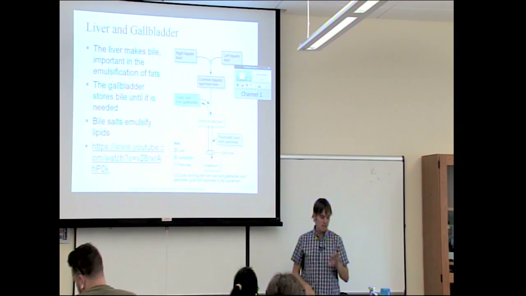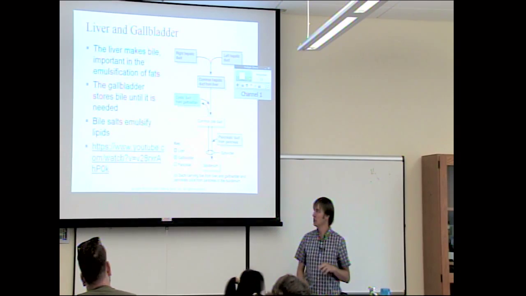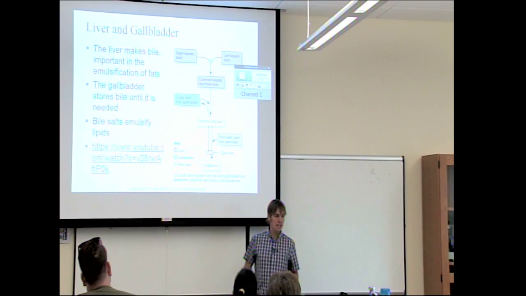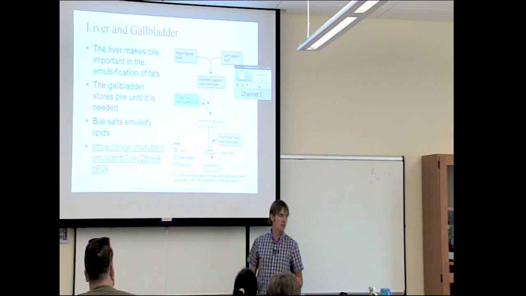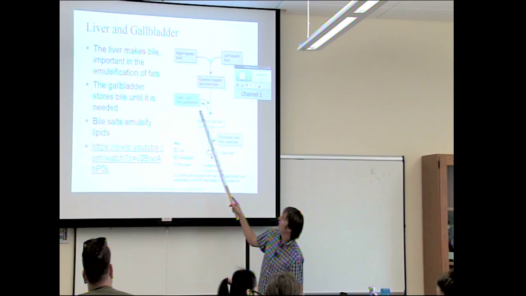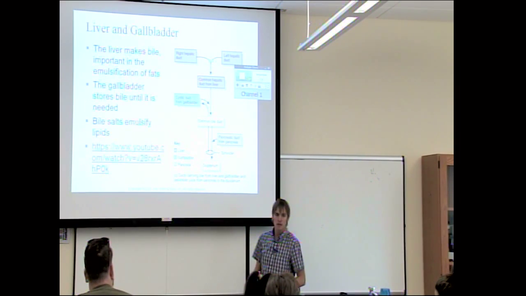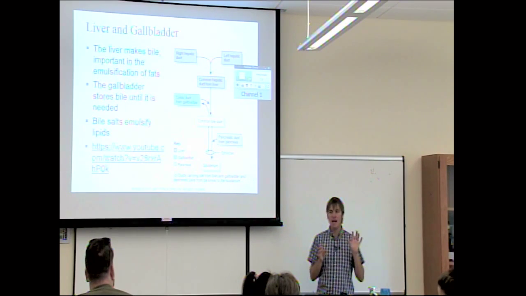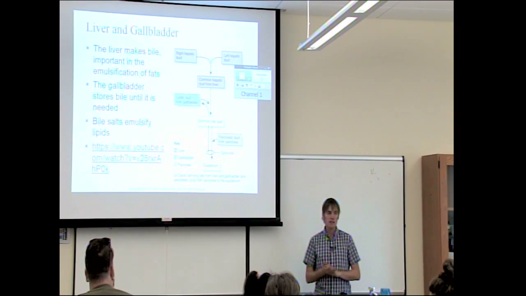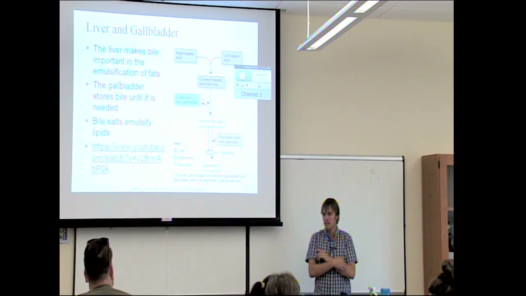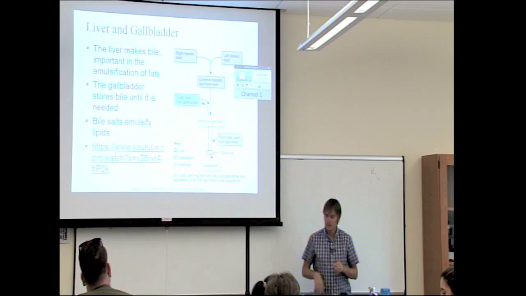All right, so next up is our liver and gallbladder. So one of the things the liver does is make bile, which is a fat emulsifier. And we're going to watch a little movie about that in a second. And the gallbladder actually stores extra bile, so that you've got a big pile of bile ready. If you eat something that's very fatty, then the gallbladder can just inject it right into the small intestine and get it all emulsified.